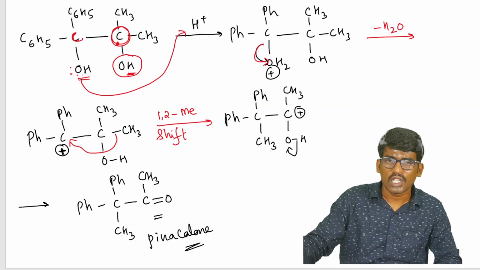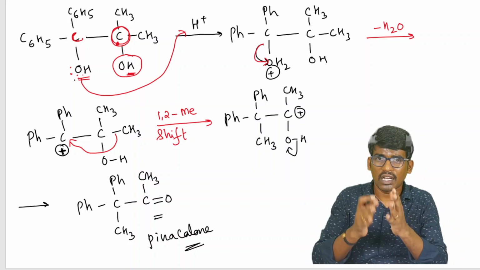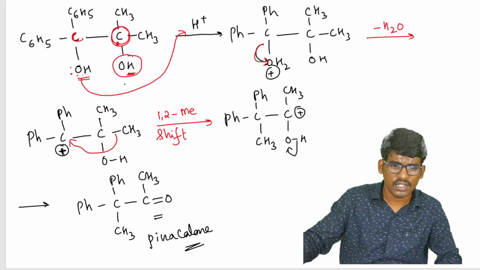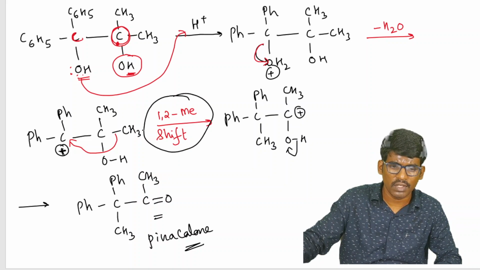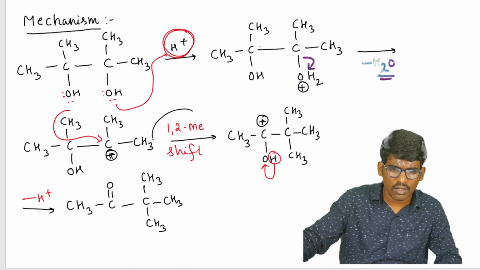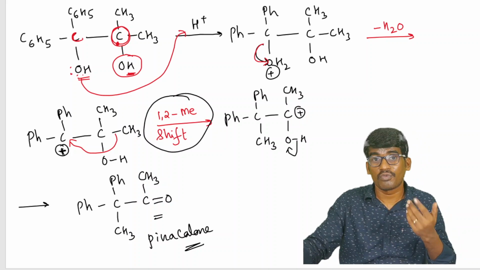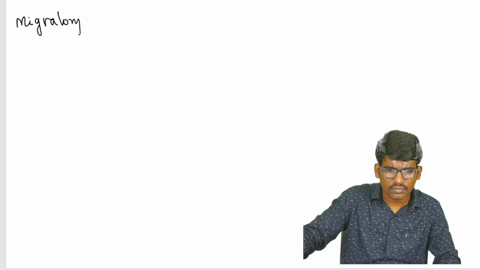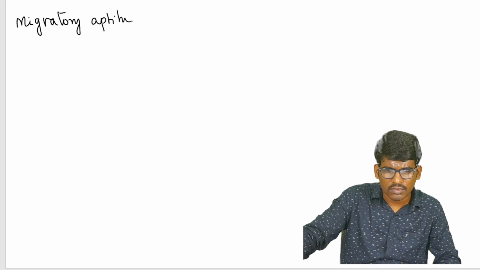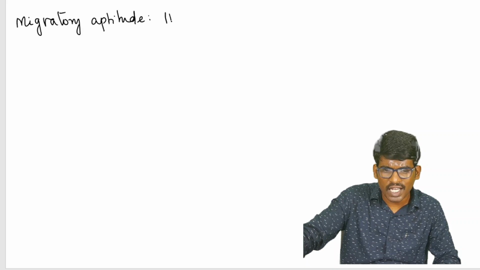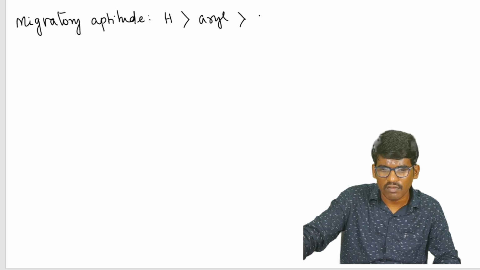But now we are migrating the alkyl group or hydrogen which is placed over here. In this case we have done a 1,2 methyl shift, and in the previous case also we did a 1,2 methyl shift. Sometimes a 1,2 methyl shift, a 1,2 hydride shift, or a 1,2 phenyl shift can be done. In that case, which group can be migrated? Migratory aptitude, which can migrate easily: H greater than aryl, that is the phenyl group C6H5, greater than CH3. So this is the migratory aptitude order.